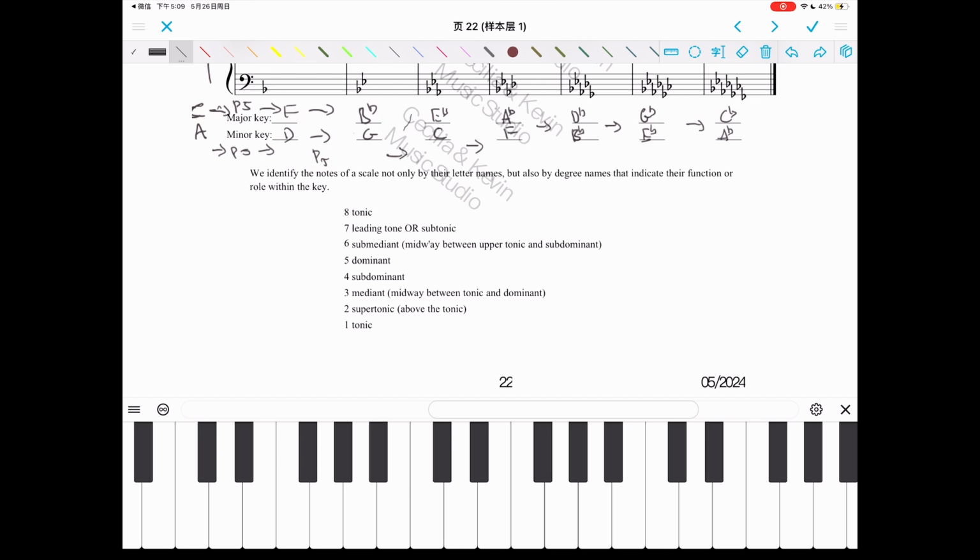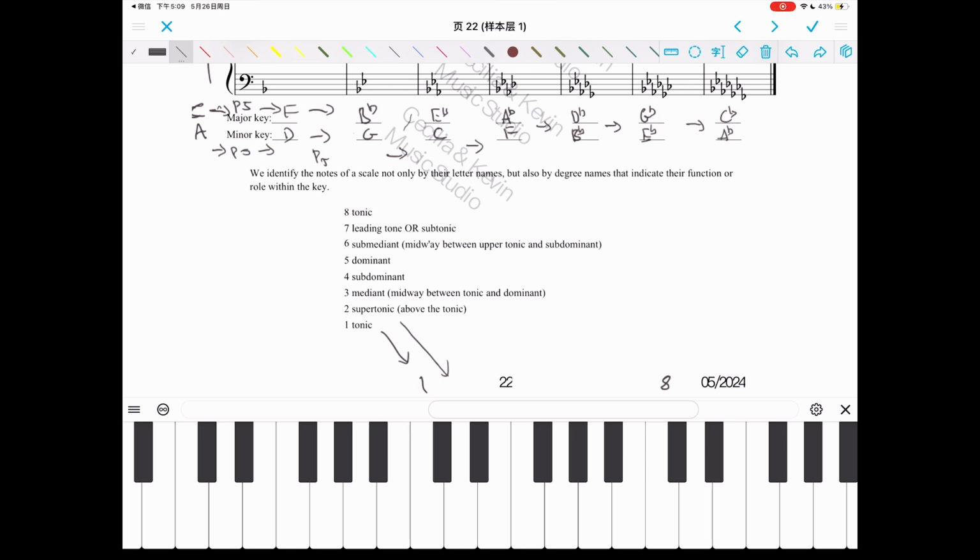there are 8 notes for an octave of a scale. We should know that. 1, 2, 3, 4, 5, 6, 7, 8. 7, 6, 5, 4, 3, 2, 1. So that is our first note, and that is our 8th note. The first note, we call our tonic. Our second note, we call our supertonic, which means above the tonic. And for our third note, we call it our mediant. And for our fourth note, the subdominant. The fifth note, the dominant. The sixth note, the submediant, or midway between upper tonic and subdominant. The seventh note, the leading tone or subtonic. And the 8th note is a tonic again.